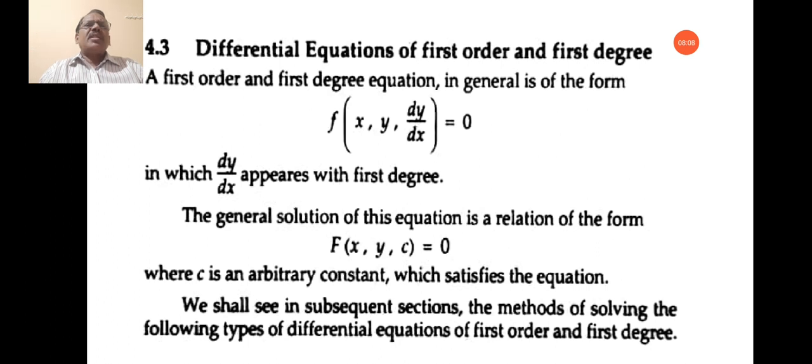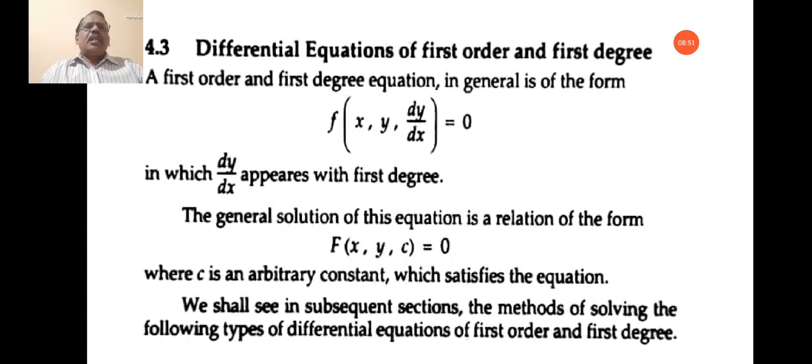Differential equation of first order and first degree. A first order and first degree equation in general is of the form f of x comma y comma dy by dx is equal to 0. It involves x, y and dy by dx, in which dy by dx appears with first degree only. That is called a differential equation of first order and first degree.